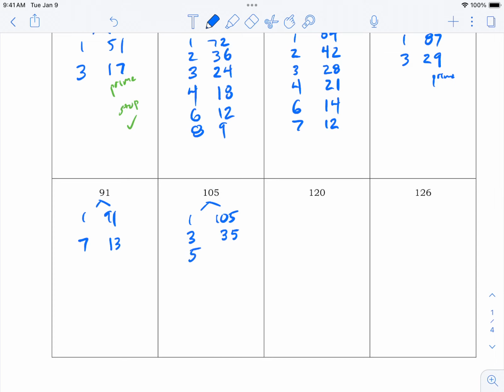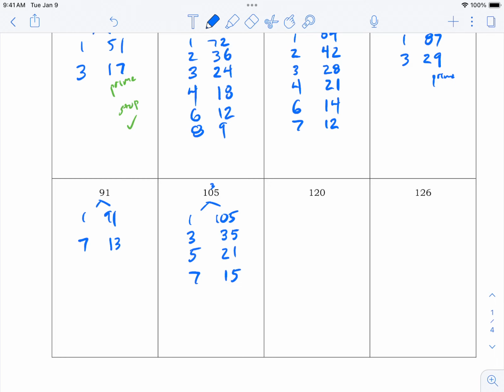5 works because it ends in a 5. 5 goes into 10 twice. 5 goes into 5 once. Okay. 6 won't work because you have to have 2 and 3, and we don't. 7, you just have to try 7. 7 goes into 10 once with 3 left. 7 into 35. That worked.